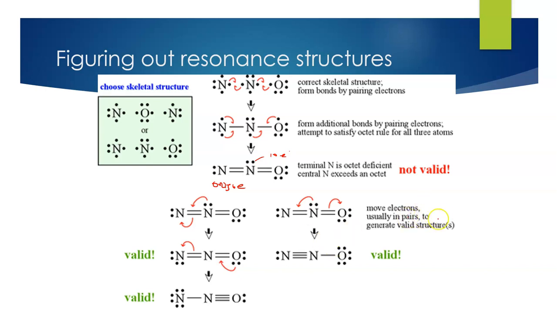We move the electrons usually in pairs to generate valid structures, and this is the one that we were looking at before. So we can have this two double bond situation, or we can have a triple and a single, where the lone pairs are not on this central atom. So moving this lone pair makes this nitrogen now valid. These are the different contributors we could have to these resonance structures. So you always need to check if it's valid, look at the formal charges, then put the negative charge on the more electronegative atom, and that will determine your major contributor.